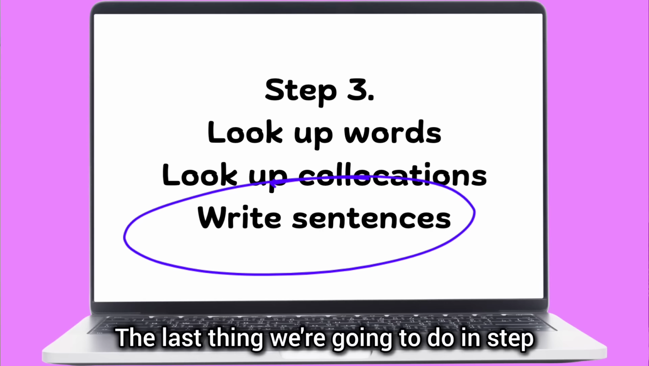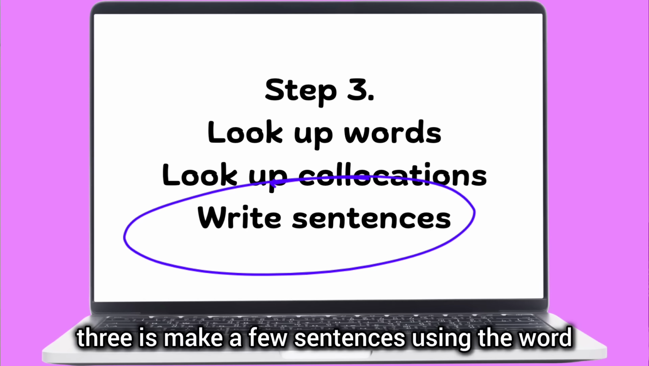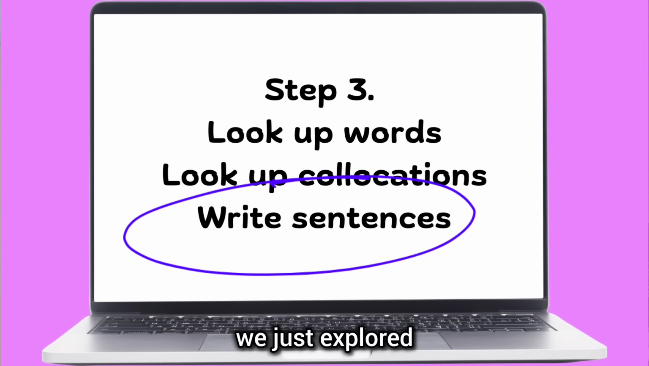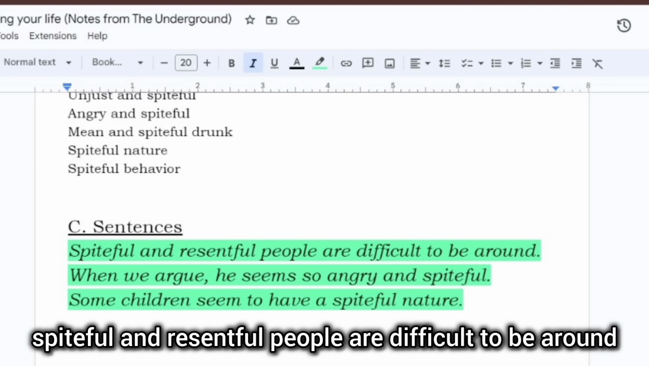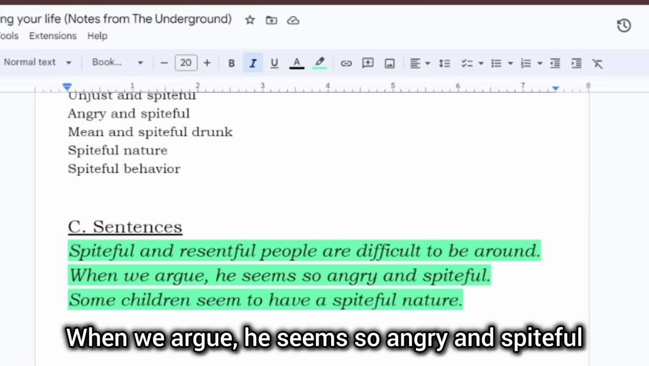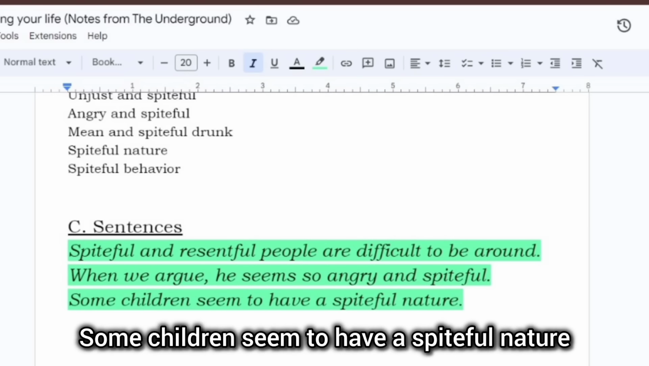The last thing we're going to do in step 3 is make a few sentences using the word we just explored. So I wrote, spiteful and resentful people are difficult to be around. When we argue, he seems so angry and spiteful. Some children seem to have a spiteful nature.